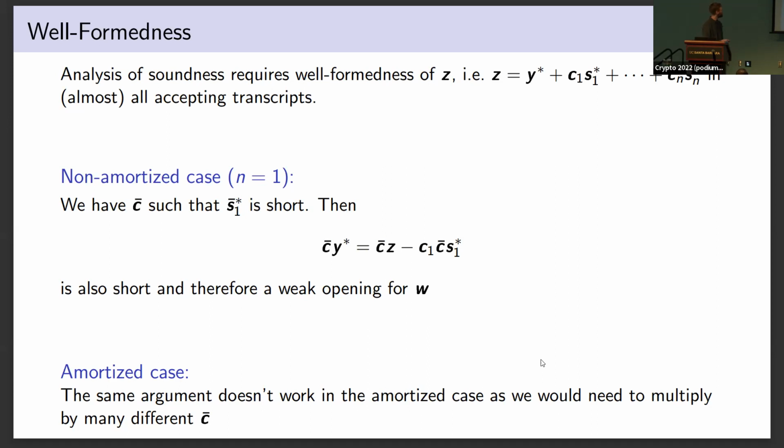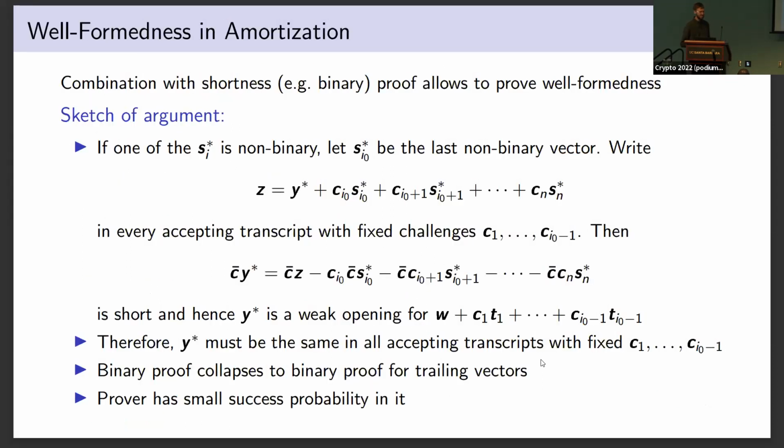Now, the same argument doesn't really generalize to the amortized case, because in the amortized case, we individually extracted all the SIs. So we have weak openings for all the SIs and different C bars for all the SIs. So essentially to make this right-hand side small, where there are now many terms, many SIs, we would need to multiply with many different C bars, and they would compose to something big. So then we can't argue anymore about binding or something. So how do we solve this?